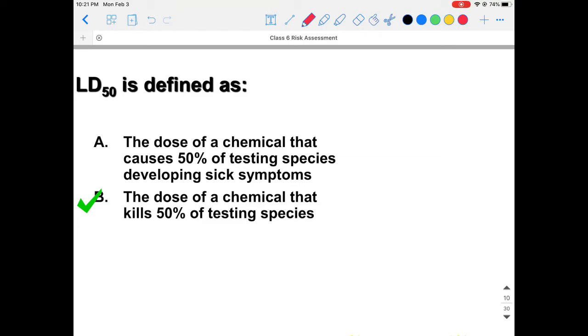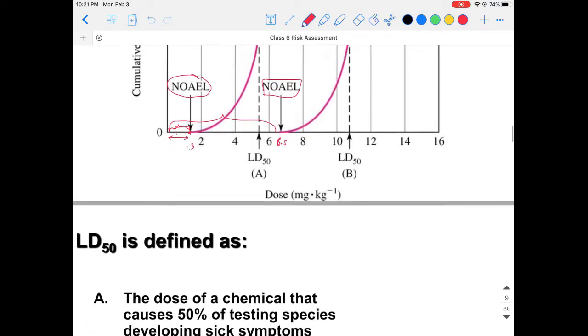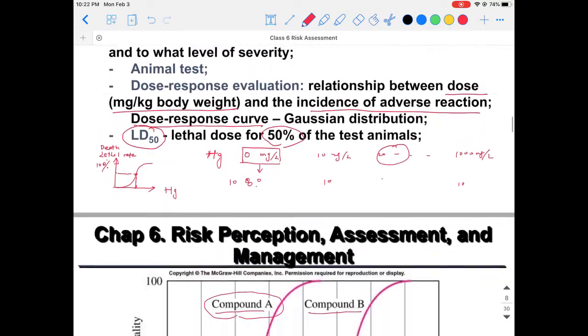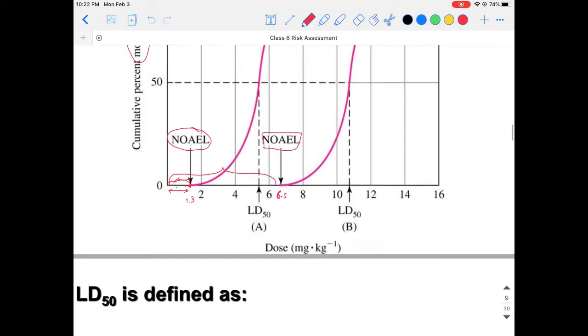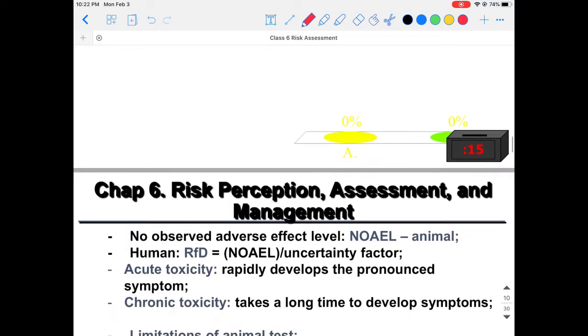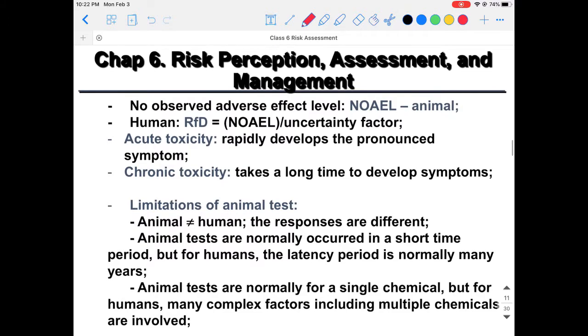Now, what does LD50 mean? We have two definitions. A is the dose of a chemical that causes 50% of the testing species to develop symptoms. B is the dose of a chemical that kills 50% of the testing animals. The answer should be B, right? Because this is a lethal dose, and lethal means there is going to be mortality.